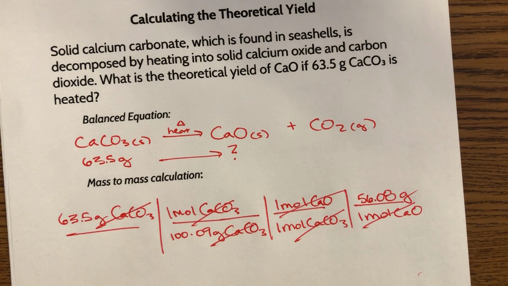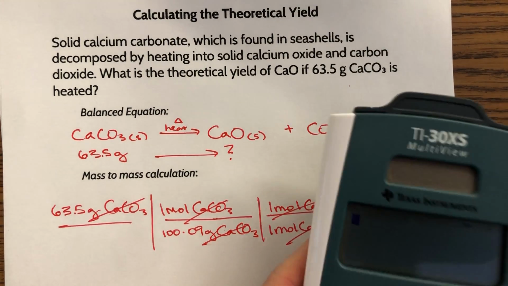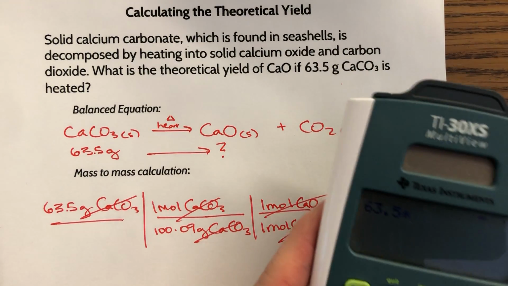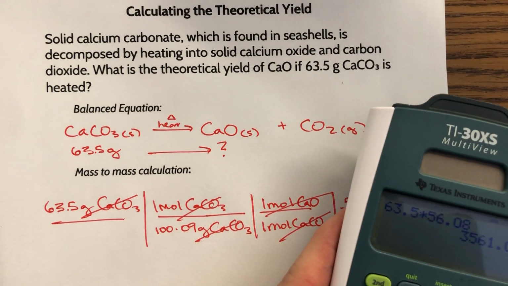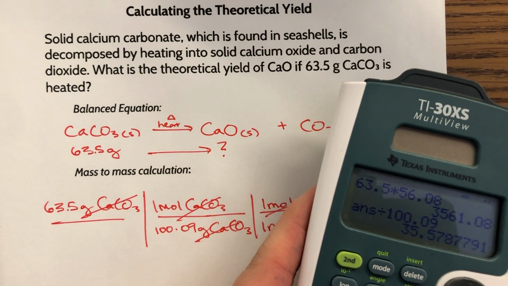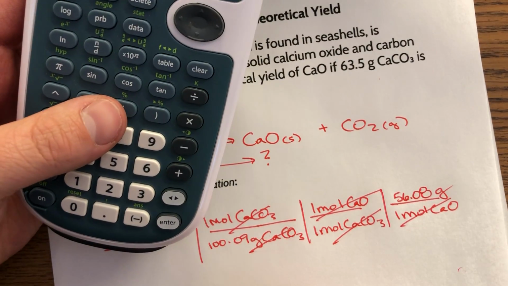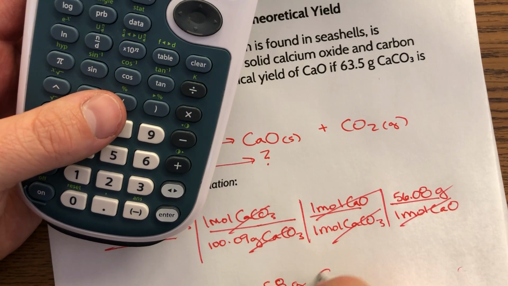So now all we have to do is the math. We multiply 63.5 times 56.08, and then divide by 100.09. So let's do this together. 63.5 times 56.08, you see that there? And then I'm going to divide by 100.09. And that's going to be equal to 35.58 grams. We'll just go to the hundredths place: 35.58 grams of CaO.